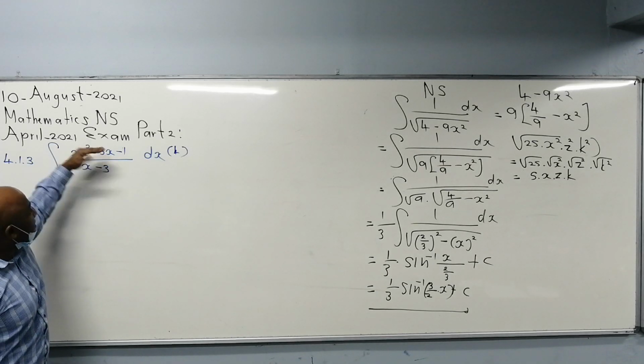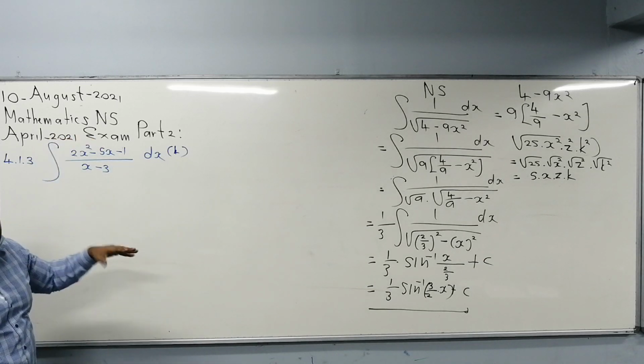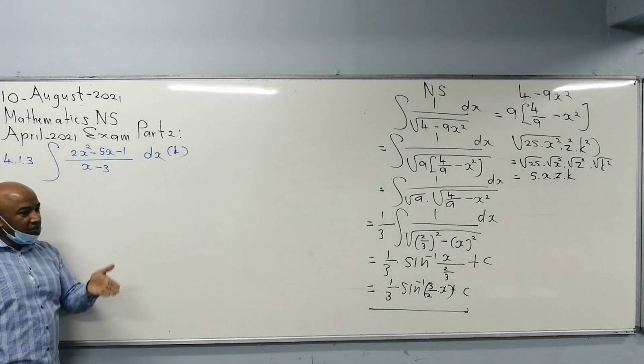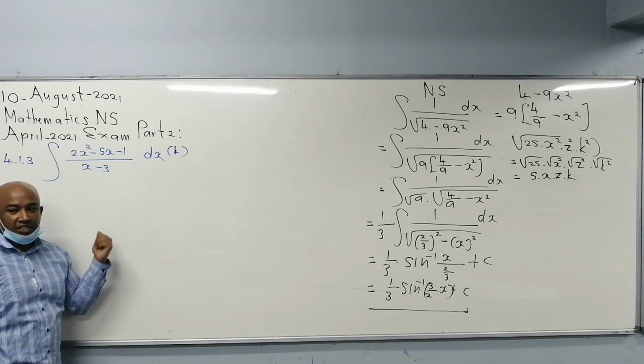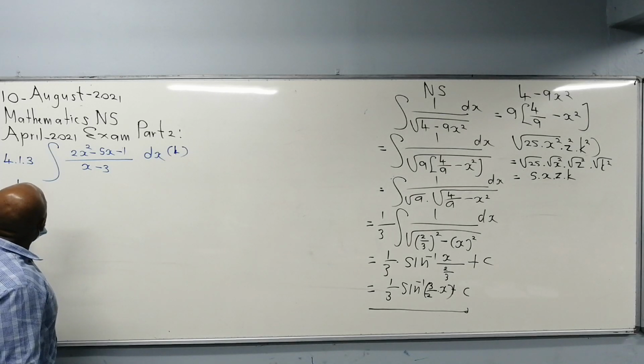So if they are equal, or if the top is greater than the bottom, then you must use long division first, or there is the U-substitution. Alright, but let's do long division first. Now, let's deal with our long division.